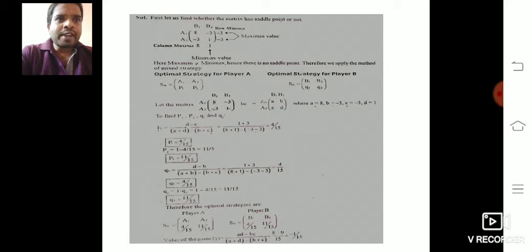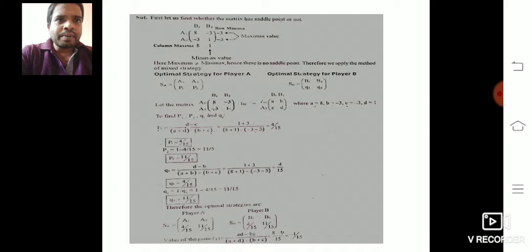which gives the value 4 by 15. P1 equals 4 by 15. How are we going to find P2? P2 equals 1 minus P1, that will give 11 by 15. Similarly find Q1 by using the formula D minus B divided by A plus D minus B plus C, that will give 4 by 15. And Q2 equals 1 minus Q1, that will give 11 by 15.